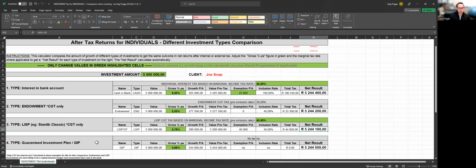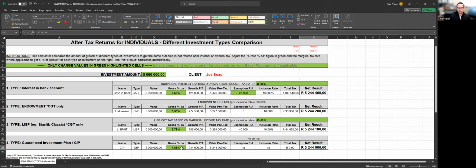Then a guaranteed investment plan. This is where the provider gives you a return. You don't have to worry about any taxes. You don't have to worry about anything else in the investment. And net result here, 5,244, you can get by earning a 4.88% growth per annum.